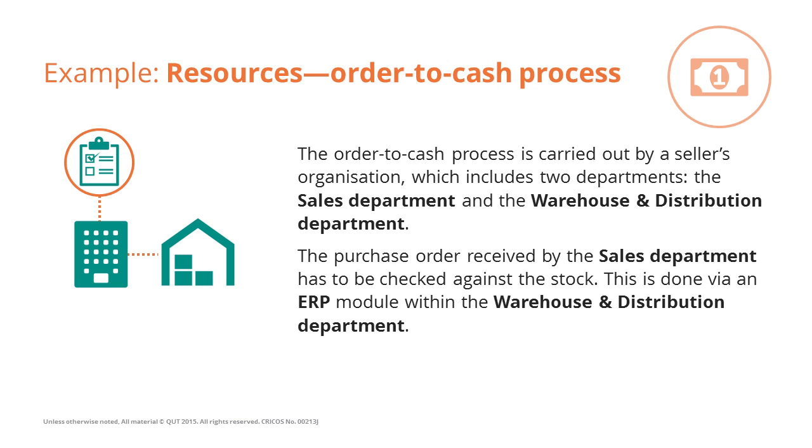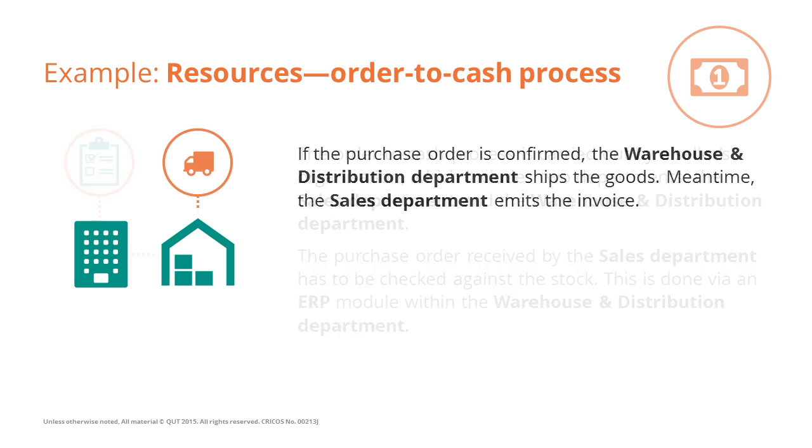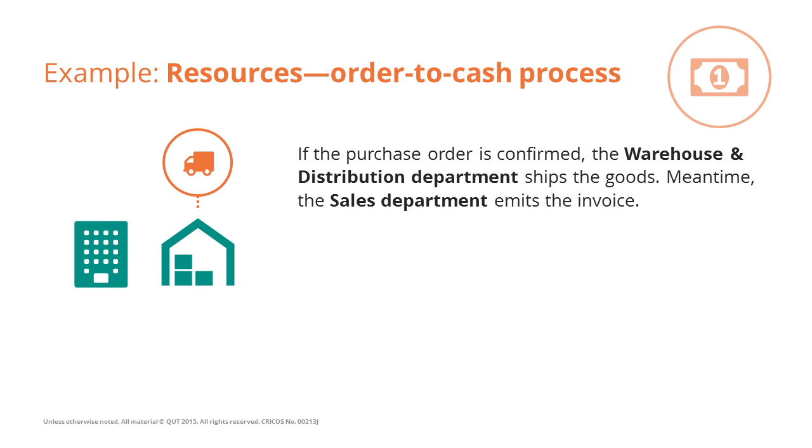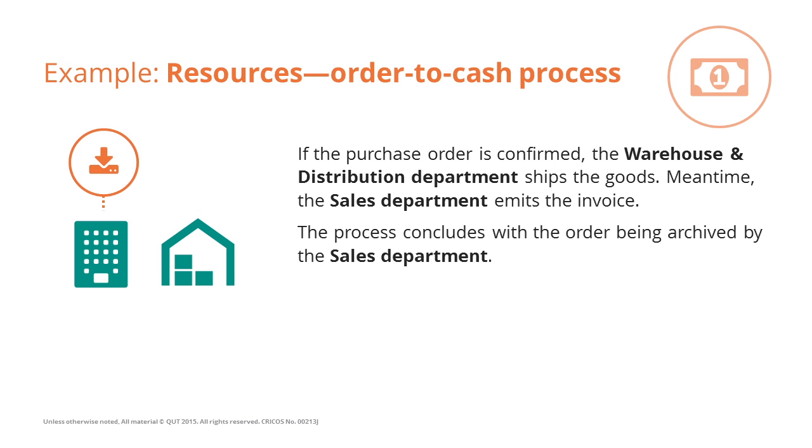This is done by an ERP module within the warehouse and distribution department. If the purchase order is confirmed, the warehouse and distribution department then ships the goods, and meantime, the sales department emits the invoice. The process concludes with the order being archived by the sales department.